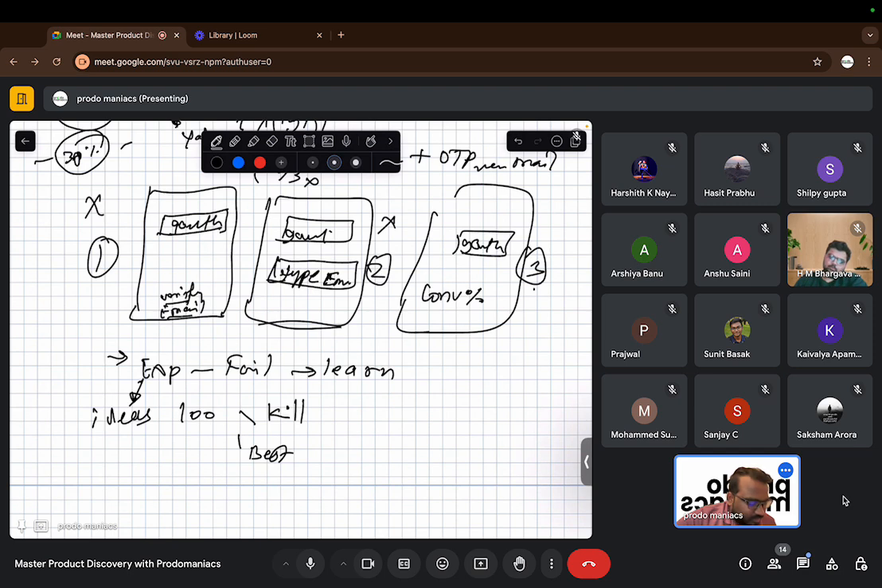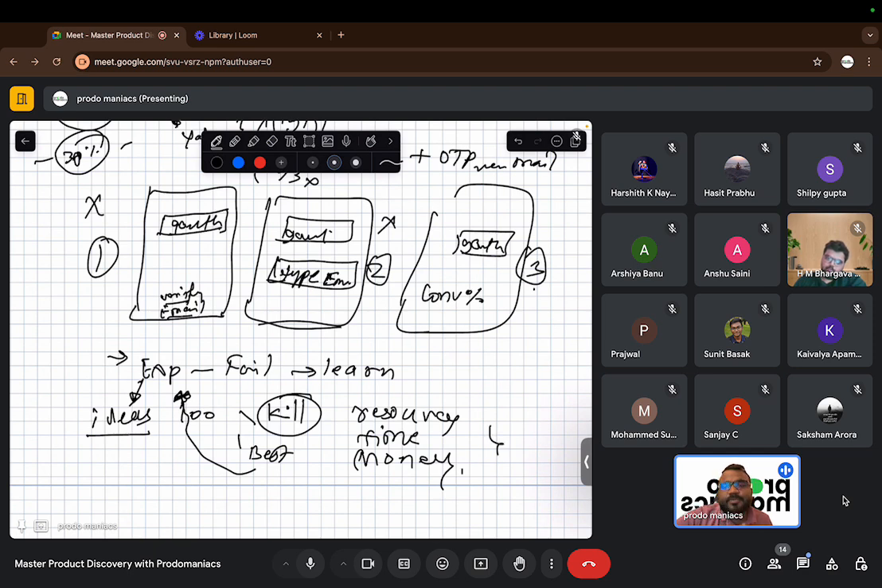So a good product manager, that is what people say, kills most of their ideas, thinking this will not work, I don't think this will work, maybe I don't think this will work, I guess this will work, let's put this into an experiment. Because as we talked, we have limited resources, maybe time and money.